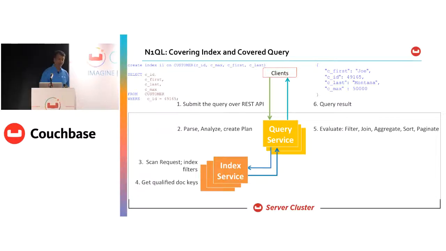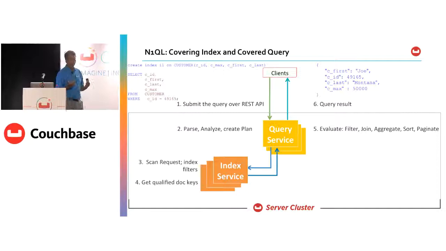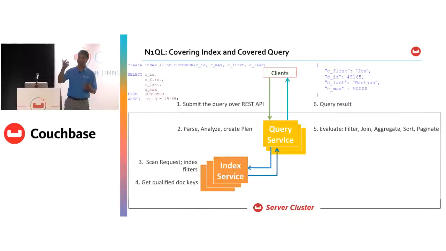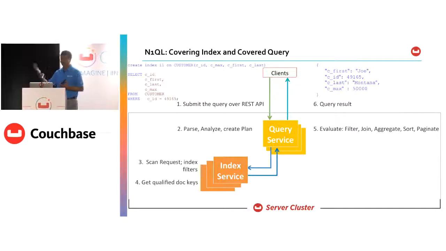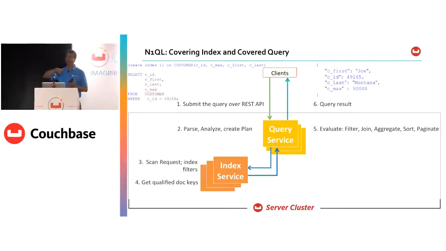Then we evaluate the query and the index that is chosen to see whether this index has all the data that is required to answer your query. If it does, then it's a covering index. We avoid going and fetching the data from the KV altogether. That's a performance optimization. Then we create the index filters, post scan and post join filters, and projection optimization.